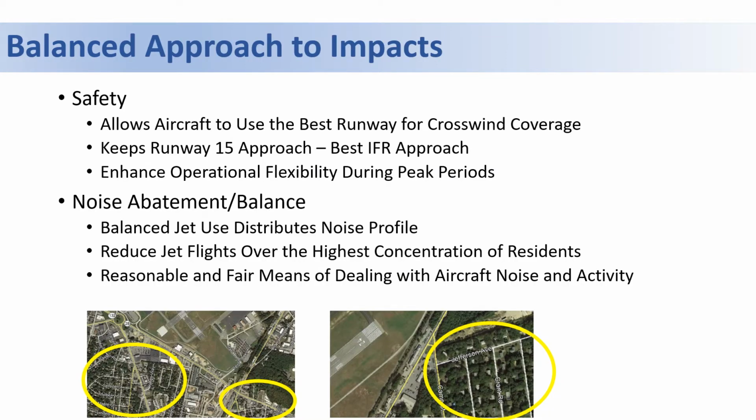This balanced approach to impacts by maintaining both runways and their existing configuration and width allows aircraft to use the best runway for crosswind coverage at the time. It also keeps runway 15 as the best IFR approach compared to the existing ILS for runway 24. It also enhances operational flexibility during peak periods, and as previously stated, from a noise abatement and balance perspective, it distributes the noise profile more evenly across all four runway ends of the two runways, as opposed to concentrating it over a single runway.